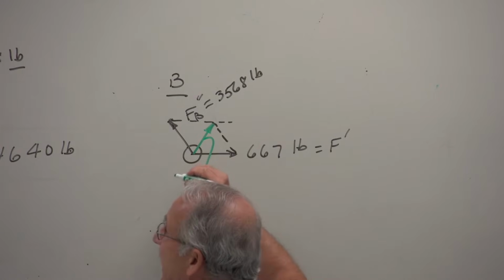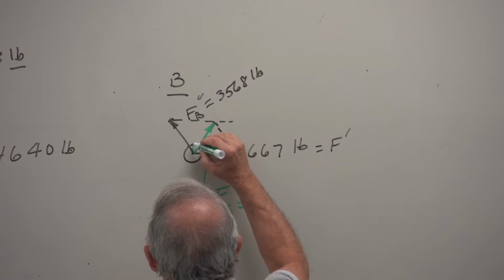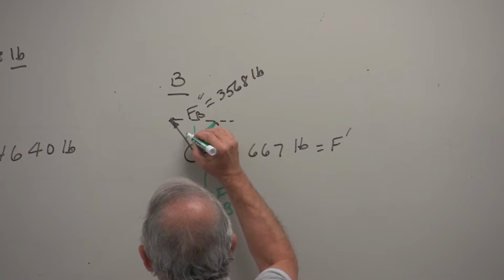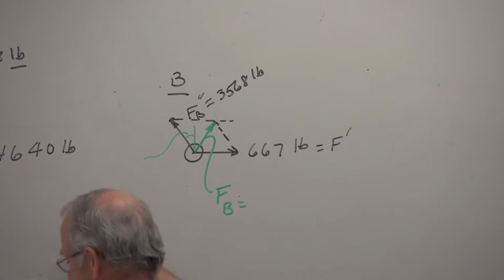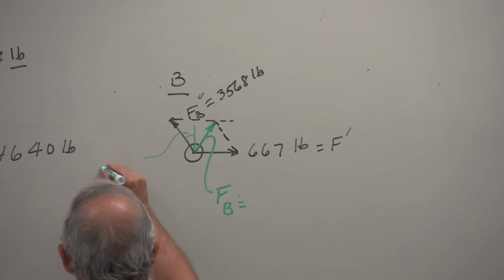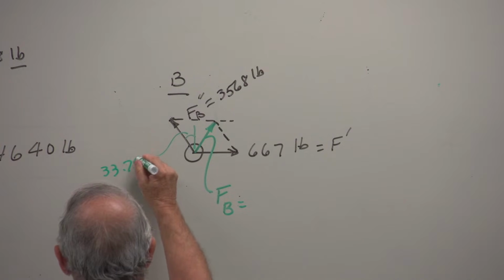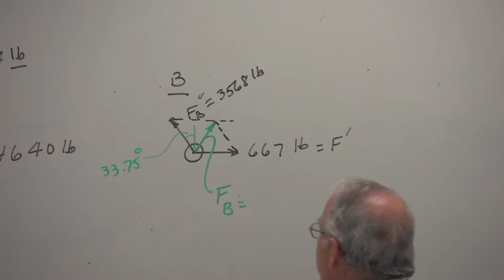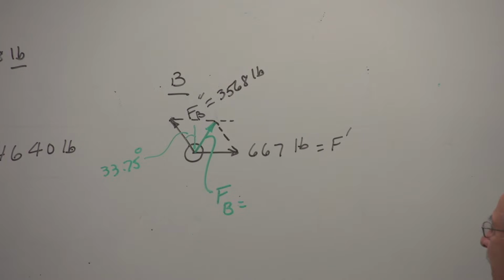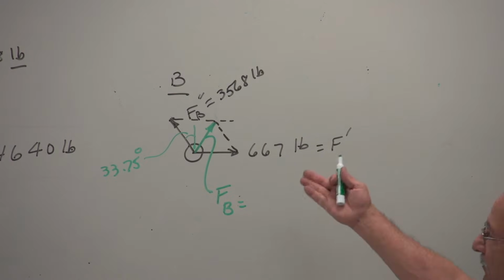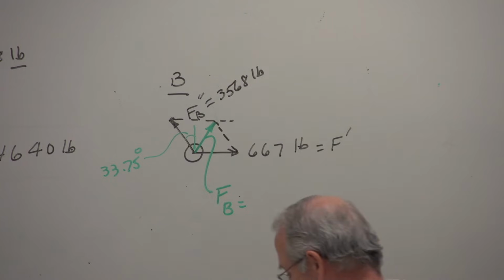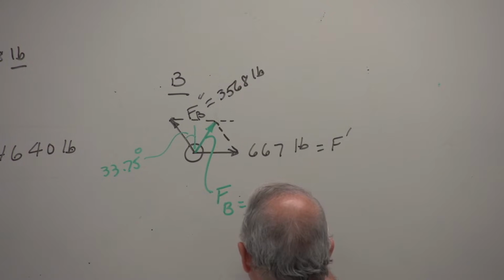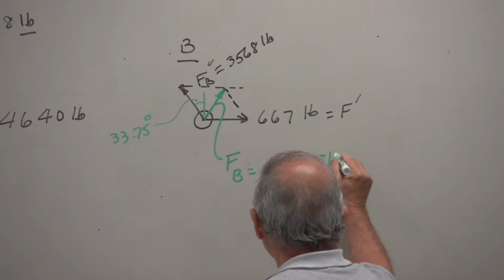You have to find this angle here by taking it from that triangle. This angle comes out to be 33.75 degrees. I'll let you do that. And then obviously the force FB is not going to be as large as FA, and FB is 3,245 pounds.